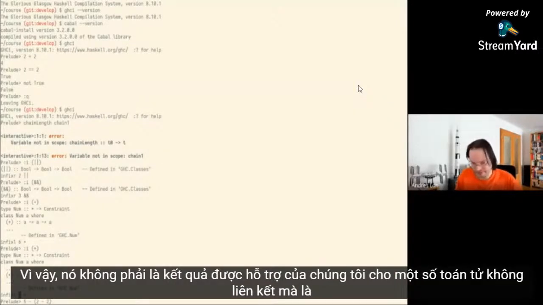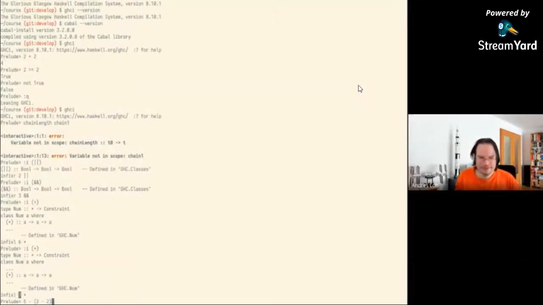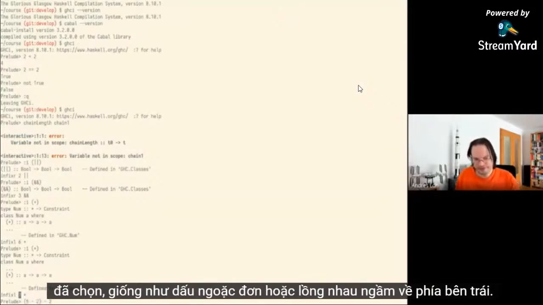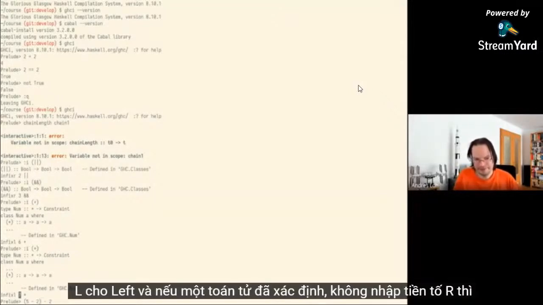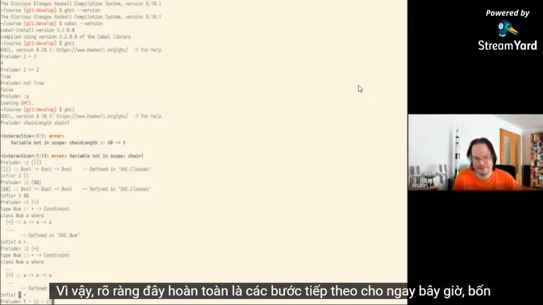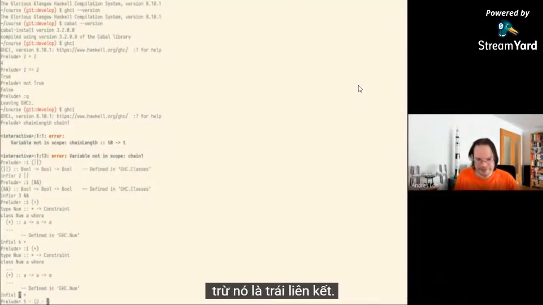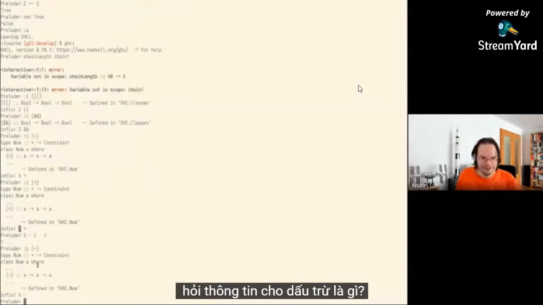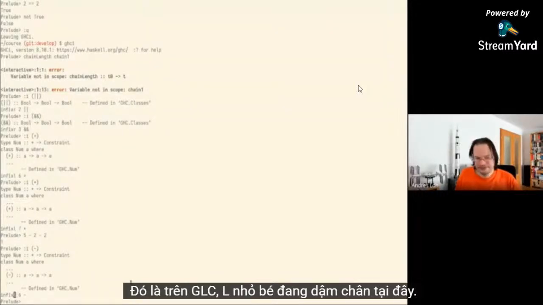So it matters for the result for some operators that are not associative. That's the property of the operator is called. So if something's defined infix L, then the first interpretation is chosen, like the parentheses are implicitly nested towards the left, L for left. And if an operator is defined as infix R, then the second interpretation is chosen. And so the parentheses are implicitly nested to the right. Now for minus, it is left associative, so you get 1 as a result, and you can see that by asking what is the info for minus, and you'll see the little L standing here.